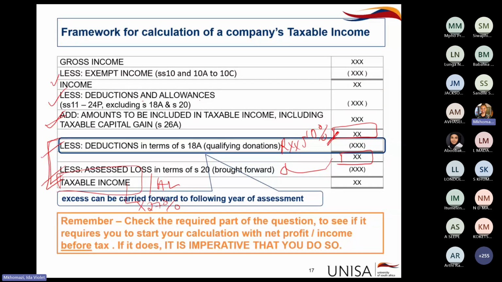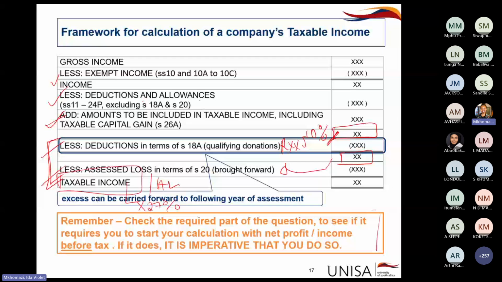The last thing that I wanted to point out is you need to check the required. If the required asks you to start with the net profit before tax, then you need to be cognizant of any accounting adjustments. What do you do with them? You reverse them in the instance that accounting and the tax treatment will be different.